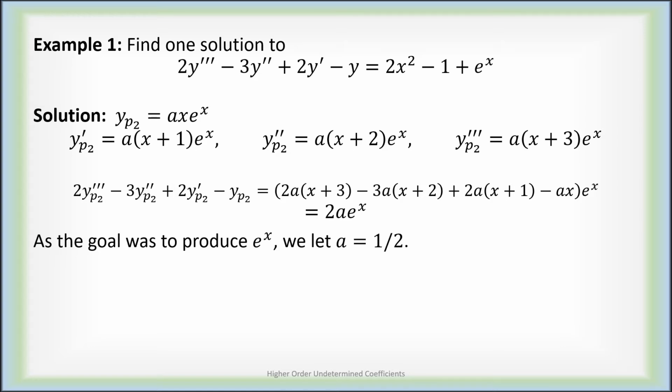And we were simply trying to get out an e to the x. Therefore, if we let a equal 1/2, we're good. So altogether, yp2 is 1/2 x e to the x.